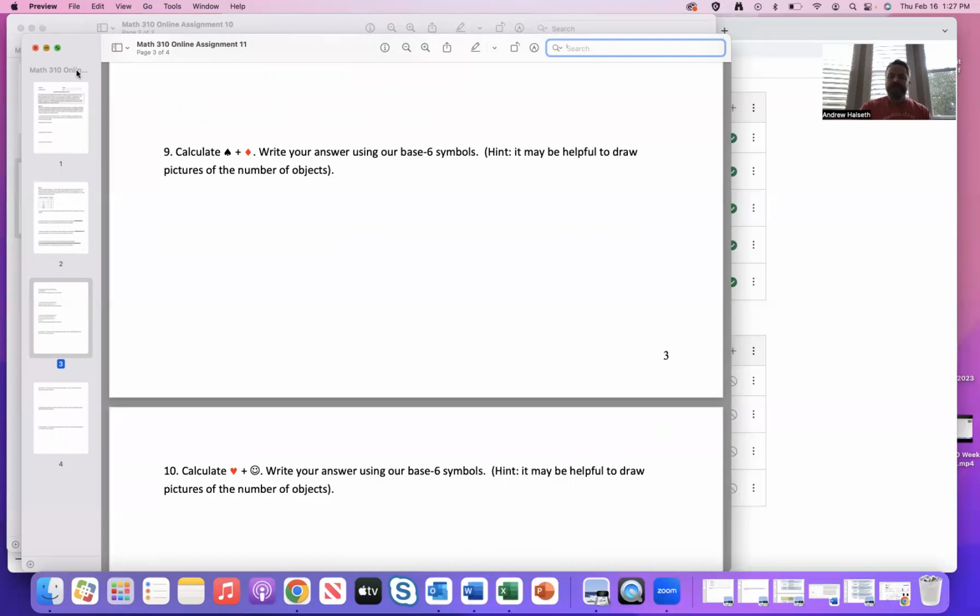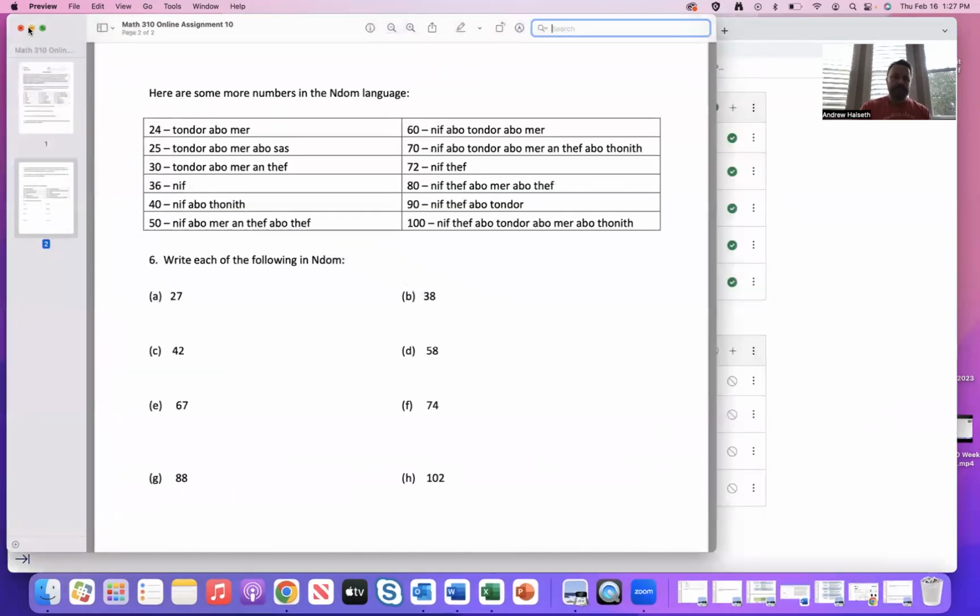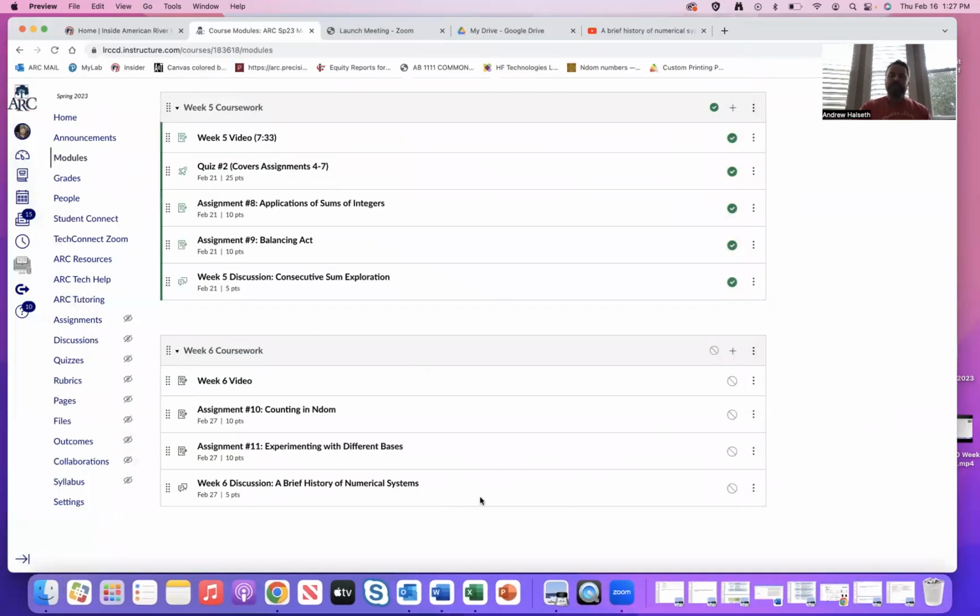Otherwise, the last thing is this little discussion. So let's close those down. There's a brief history of numerical systems. It wouldn't be a bad idea to start with that. Look at that little 5-minute video that in a way introduces what we're talking about this week. And then that's what you're going to be discussing this week. Just any thoughts, anything you liked or disliked about that video, anything new that you learned, jump in the discussion and post it. And then don't forget to respond to 2 other classmates or more. You can always do more.